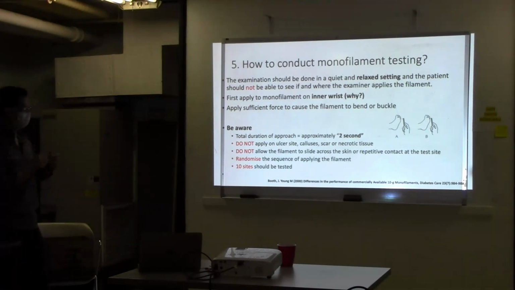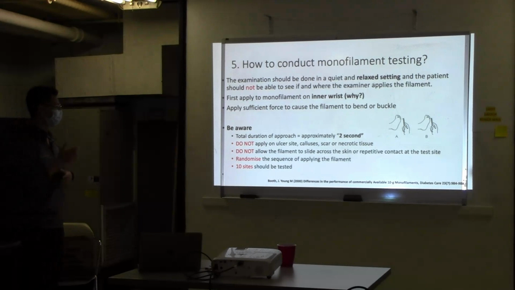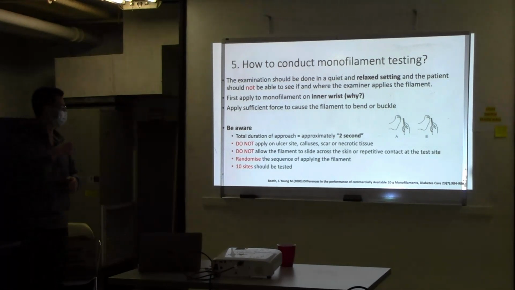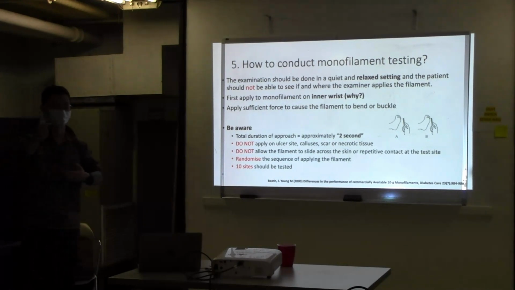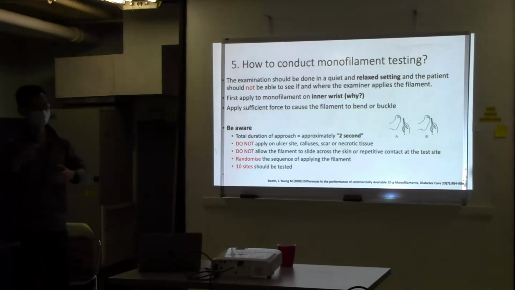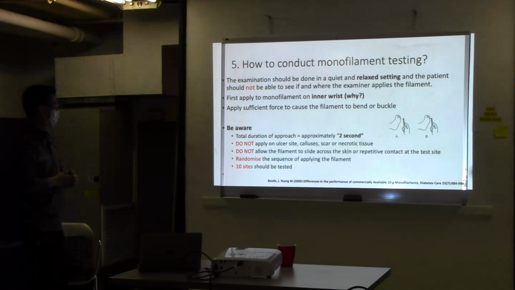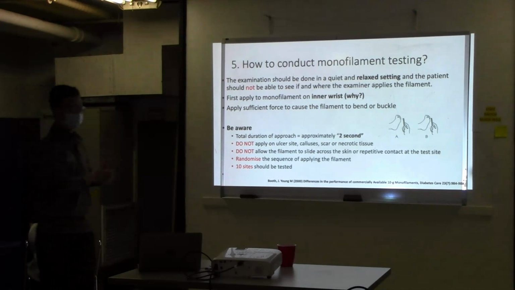So basically each point is 2 seconds, and do not apply on ulcer, callus, or necrotic tissues, and also make sure that it bends and does not slide. And then you want to randomize the points, because sometimes patients memorize that pattern. You don't want them to memorize the pattern, so you switch around the 10 points, and make sure that you apply all 10 points.